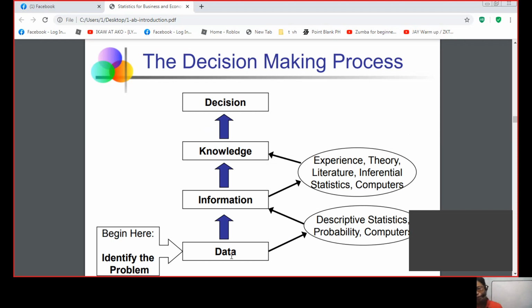From you get data, and then from that information, you acquire knowledge. Okay. So, alam mo na to. Yan, you can decide now. You can decide. So, nandito sila, no? From data, using descriptive statistics, ibig sabihin nito, from that data, gamitin mo descriptive. Using numerical, probability, using your computers, you input your data. Okay. Then you get your information. From this information, you can use statistics.